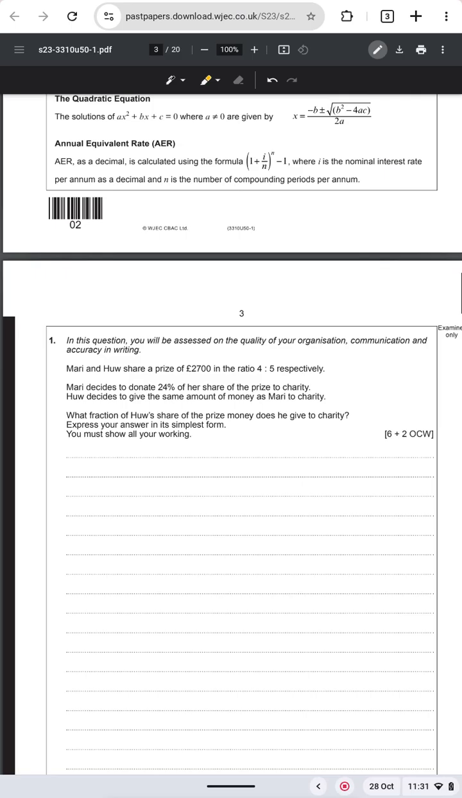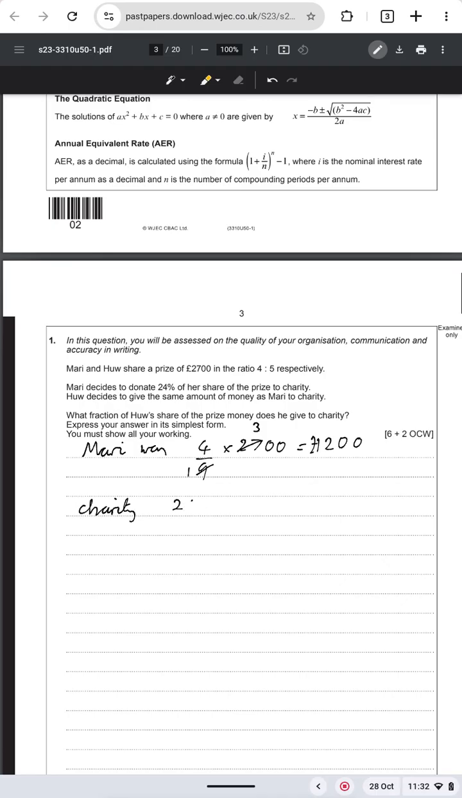Okay, so first of all, we're going to calculate how much Mari gets. So Mari won 4/9 of £2,700. So we can cancel with the 9 there to give 1, and we can cancel with the 27 here to give 3. So we end up with 4 times 300, which is £1,200. Next up, the charity amount.